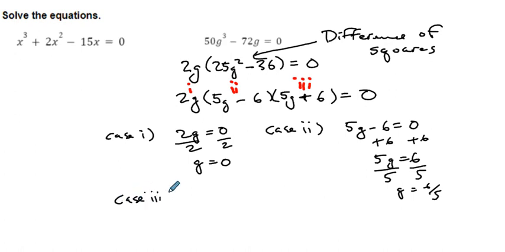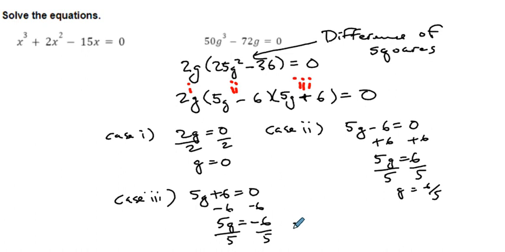So we have case 3, which gives me 5g plus 6 instead of minus. And so now I'm going to subtract 6, and hopefully you see that if you do the process we did last time, everything's the same except that you get a negative answer. So positive and negative 6/5 for those two.